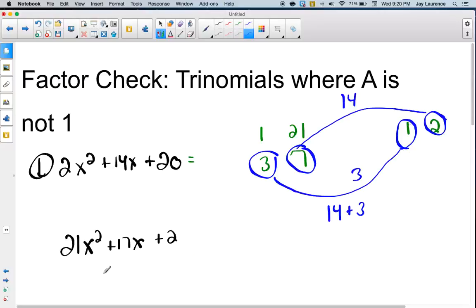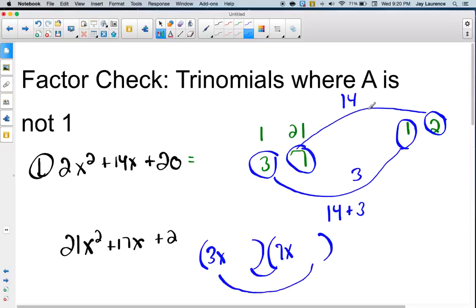Okay? We're going to set up two quantities. And we're going to put the 3 and the 7 as our lead terms. 3x and 7x. It doesn't matter if the 7x goes here or the 3x goes here. Now, we're going to do a little loop and a big loop. And we're just going to follow our loops.